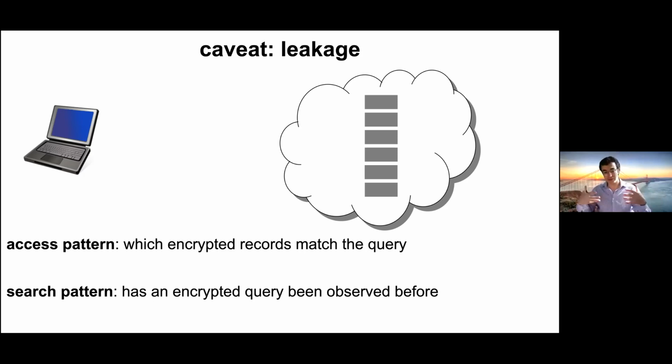Now, in terms of search pattern, this other kind of leakage means that you are leaking whether a query has been observed before. For example, if I do an encrypted range query at 10 o'clock in the morning, and I do the same encrypted range query at 5 p.m., the adversary that is sitting there observing the queries that are coming in will be able to tell whether these queries were exactly the same. In other words, the queries are deterministic.